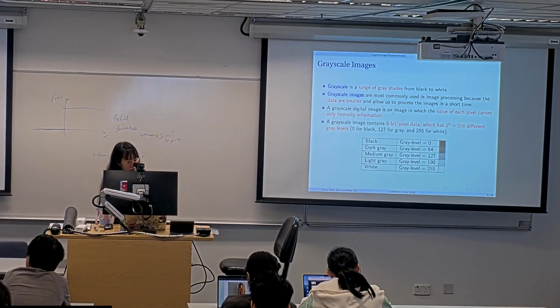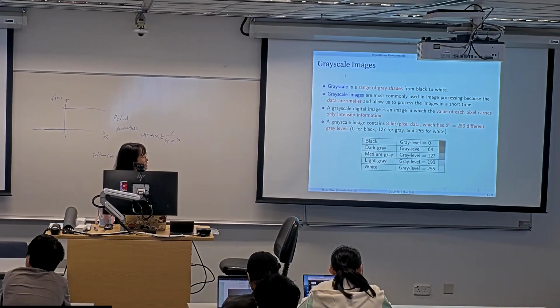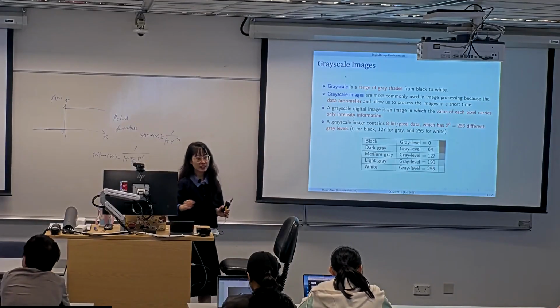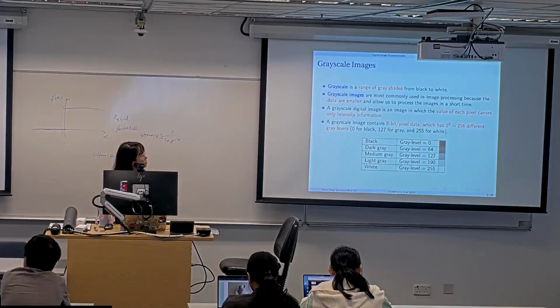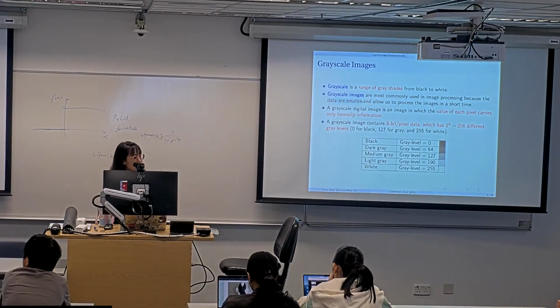Then there are different types of digital images. The grayscale image is a range of gray shades from black to white. They are commonly used in image processing because the data are smaller, because we don't need to store the color information. In grayscale images, there is no concept of color. You don't need to consider any color. We remove all color information. That's why the data are smaller, and when the data are smaller, it allows us to process the images in quite a short time.